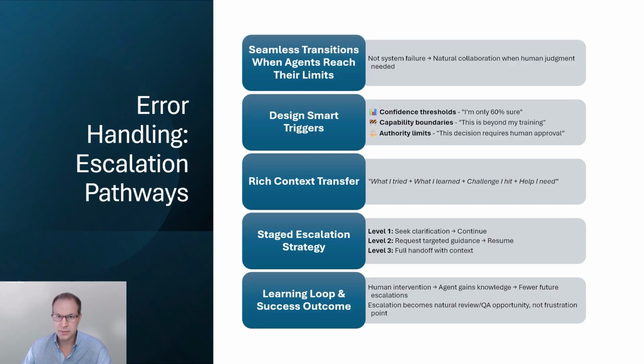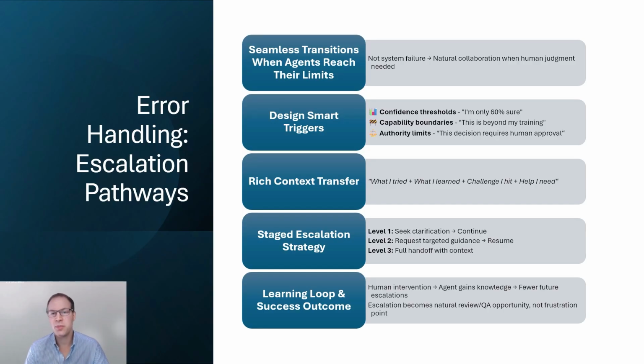When escalation occurs, the agent should provide rich context about what it's trying to accomplish, what it has learned so far, what specific challenges it has encountered, and what type of human input would be the most valuable. This context transfer is crucial for efficient handoffs. Consider also creating a staged escalation where the agent first seeks clarification or additional parameters before fully handing off the task. The interface should make it easy for humans to provide targeted guidance that helps the agent continue rather than just taking over completely. After human intervention, the agent should be able to resume operation with new knowledge. You really want to create a learning loop that reduces future escalations.